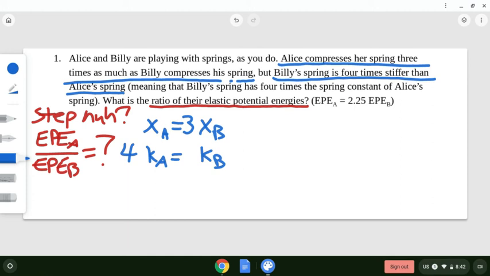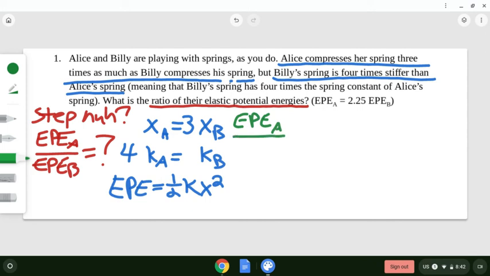It's a good idea at this point to remind yourself what formula you're going to use. So you're going to use your formula for EPE. If you look down at the footer, it says that EPE is equal to 1/2 KX squared. All right, so now, where do we start? I would go back to this point: EPE of Alice over EPE of Billy, and this is going to equal something over something. What you should do is make the top half equal to what the top half is and the bottom half equal to what the bottom half is.